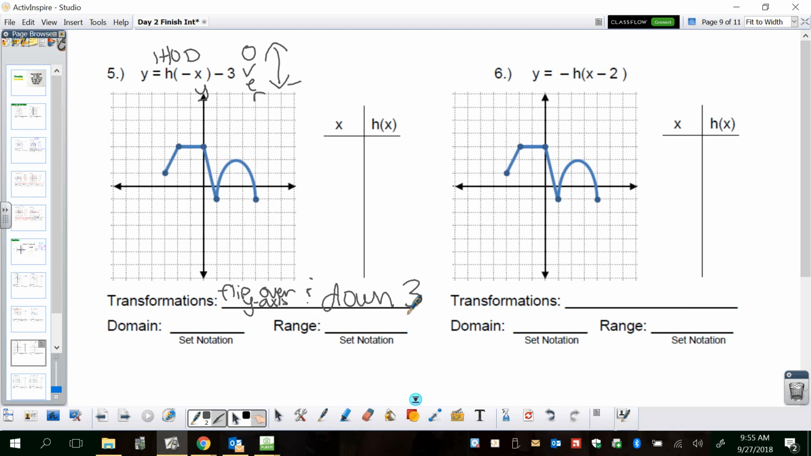Because it's not adding or subtracting, it's multiplying by a negative, which means flip. Okay? So, we're going to flip. So, we're going to start with this first point. If it goes over 2 that way, it's going to go over 2 this way, right? But it also needs to do what? Down 3. 1, 2, 3. There is my new point.